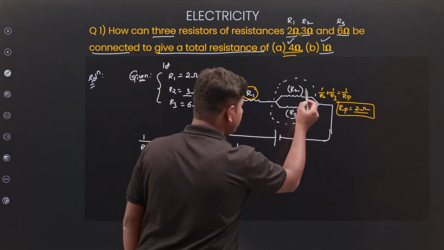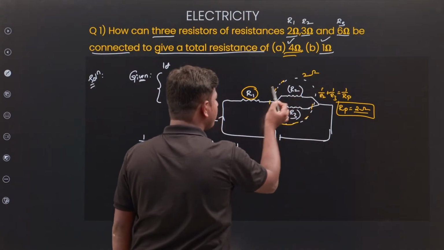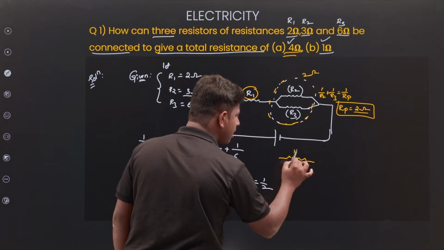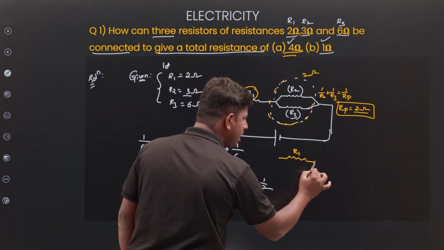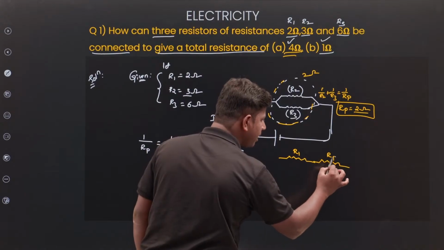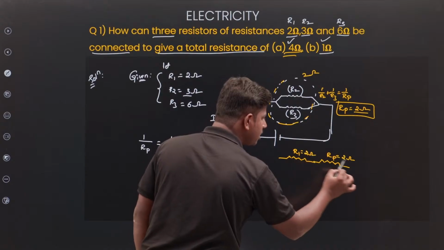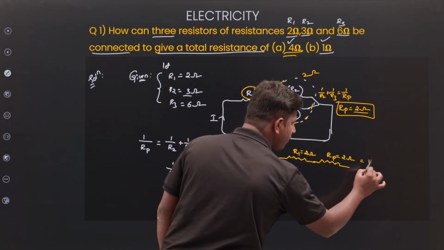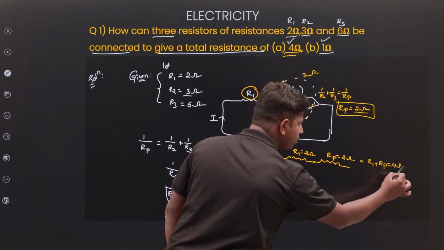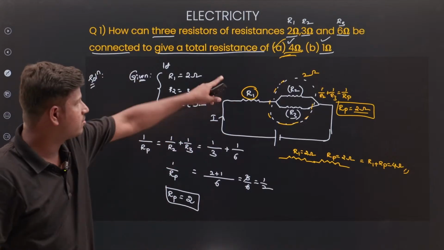See, the total resistance of R2 and R3 is 2 ohms. This is R1, and to this R1 they connected the RP value in series. RP value is 2 ohms, R1 value is 2 ohms. Then the total R1 plus RP is equal to 4 ohms. You got it? 4 ohms. So the first one is completed.